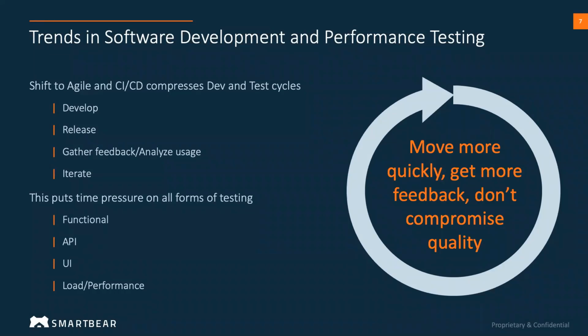So performance testing is important, but of course it doesn't happen in a vacuum. What's happening in software development plays a big role in shaping performance testing. So let's take a look at what we see at SmartBear in the software development world. First, I think it's well understood, and I would imagine that you see the same thing, that the shift from waterfall methodologies to Agile and CI/CD approaches really has the effect of compressing development and test cycles.